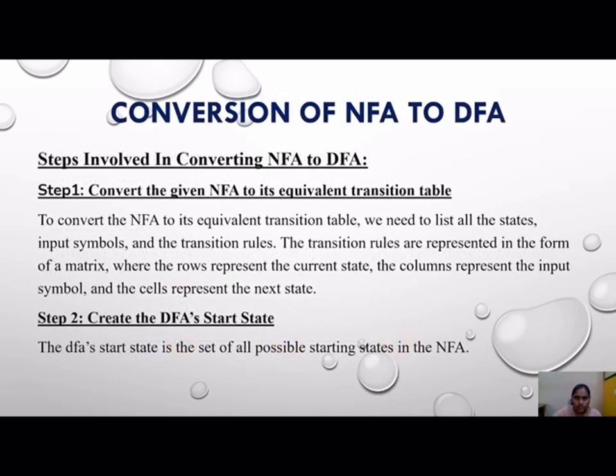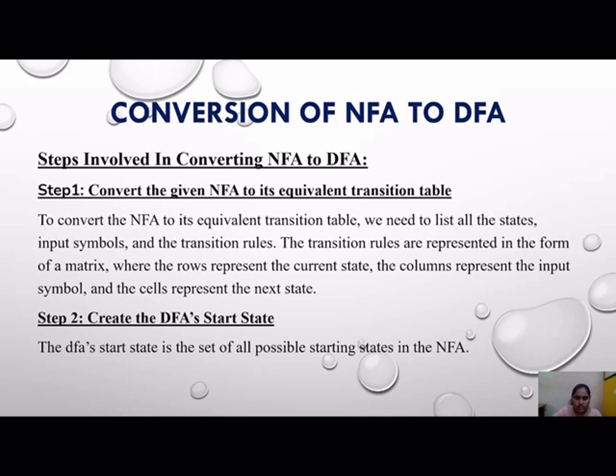Conversion of NFA to DFA. Here are the steps involved in converting NFA to DFA. Step 1. Convert the given NFA to its equivalent transition table. To convert the NFA to its equivalent transition table, we need to list all the states, input symbols, and the transition rules. The transition rules are represented in the form of a matrix where the rows represent the current state, the columns represent the input symbol, and the cells represent the next state.